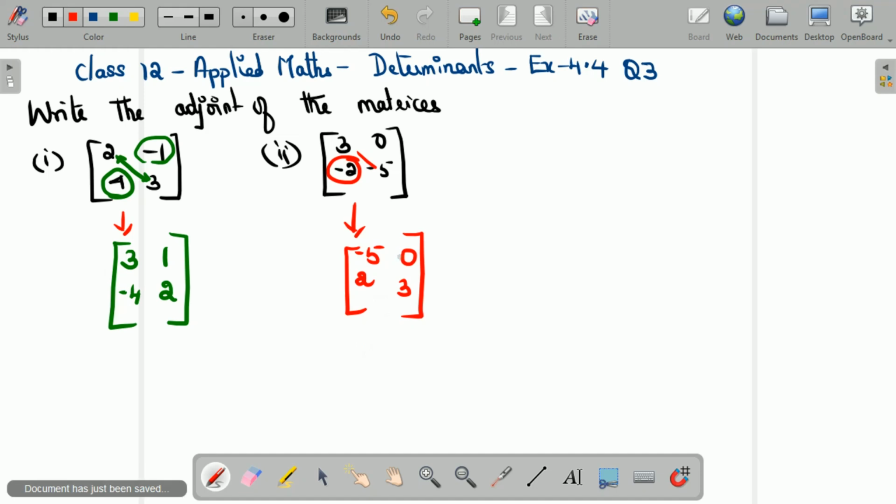So the adjoint of a 2 cross 2 matrix, you do it by crossing over the values in this diagonal, and as for these diagonals, simply change the sign.